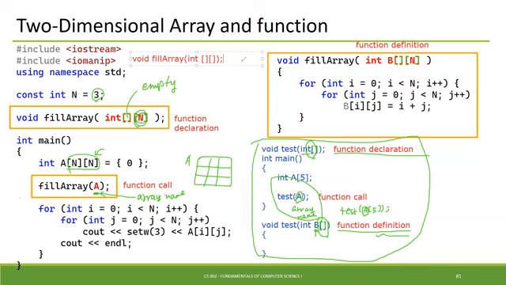Maybe some compiler will accept this one, but most compilers want the size. Actually, this is the size of the column, right? This is the size of the column. So the reason is that you must provide the size of a column. You should let the computer know the length of each line.